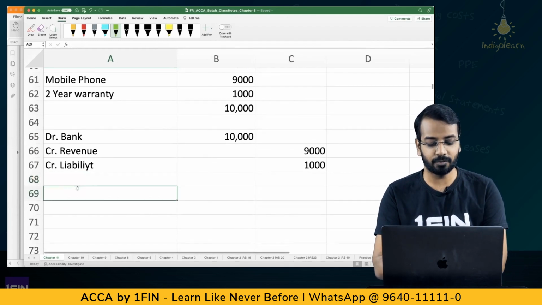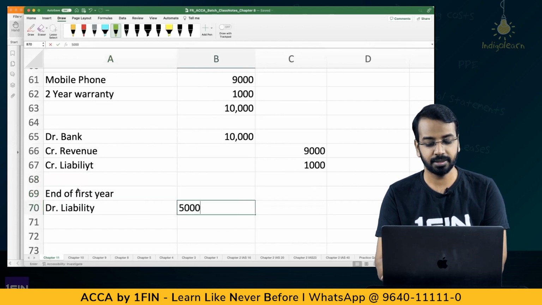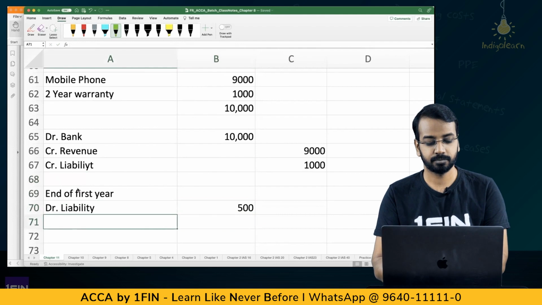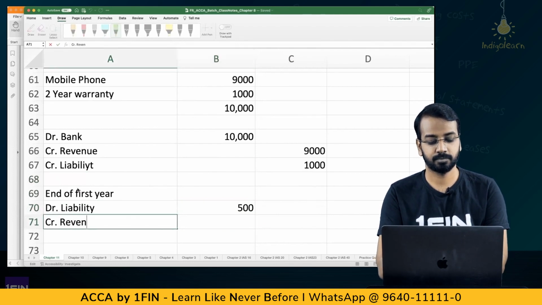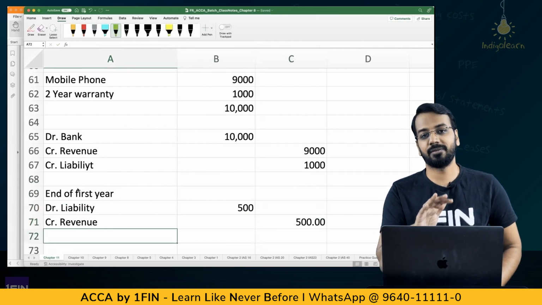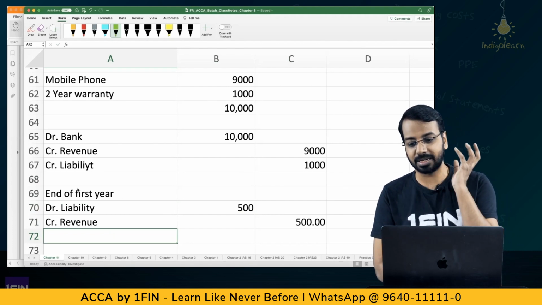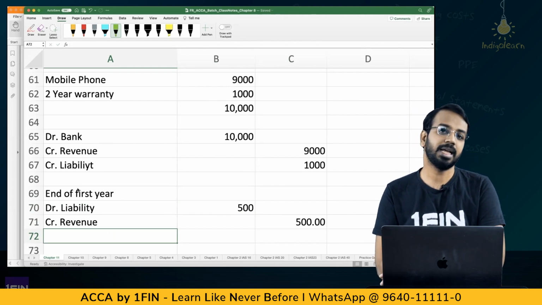So after the end of 1 year, I will say debit liability 500, credit revenue 500. At the end of the 2nd year, I will debit liability 500, again credit revenue 500. Okay, so that is how I will recognize revenue at different points in time.